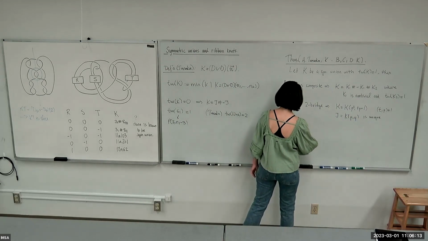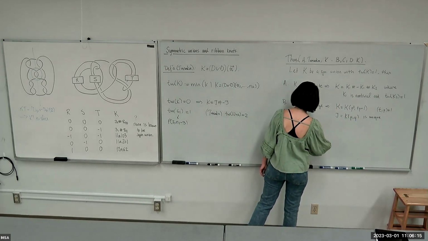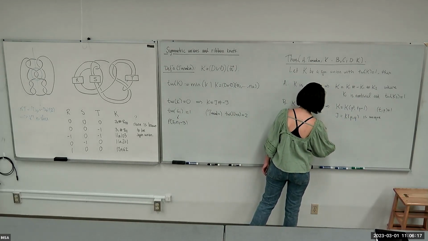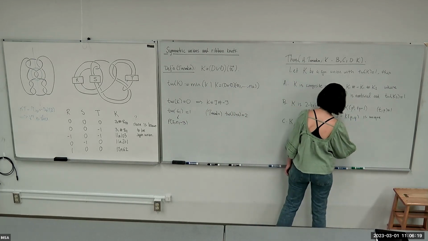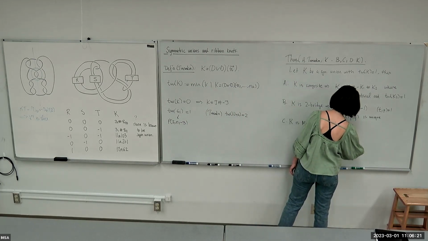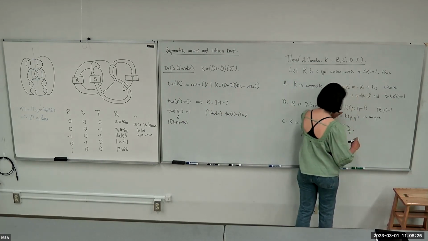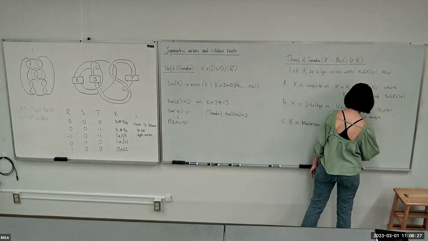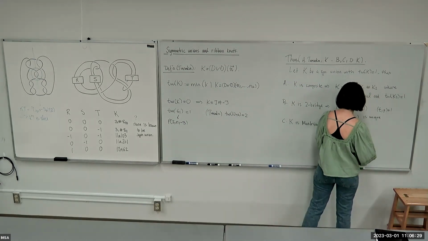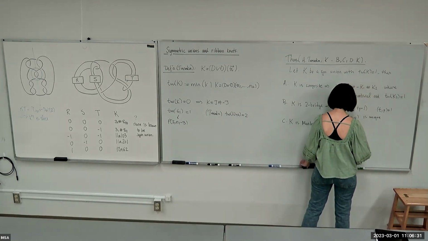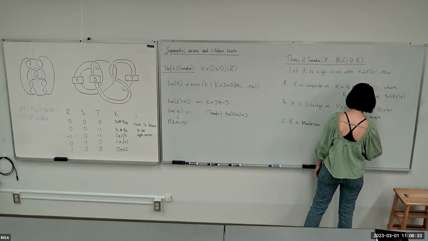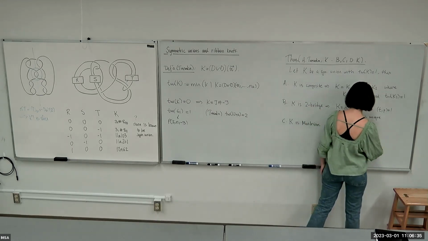And if K is Montesinos, then K is exactly how you would think K is. It's basically start with some partial angles, some rational tangles, and have as many as you want.